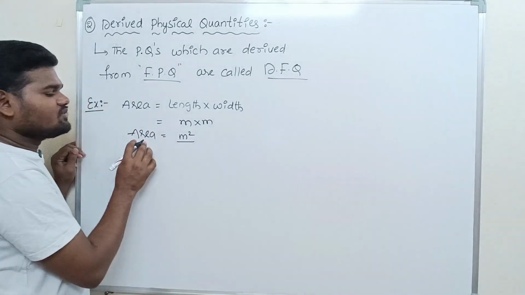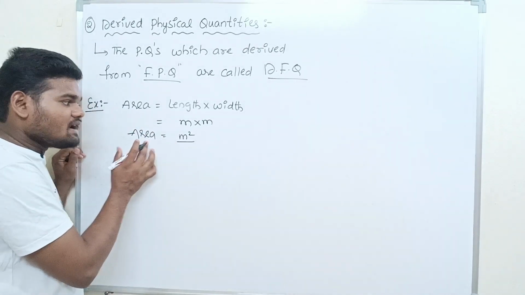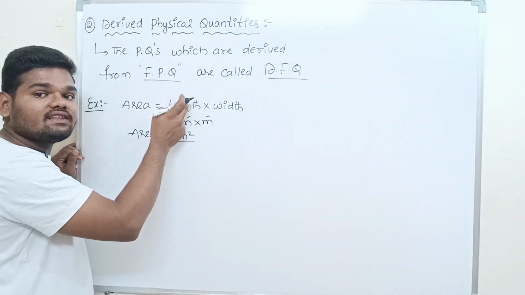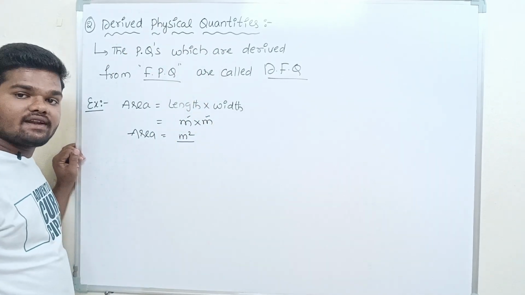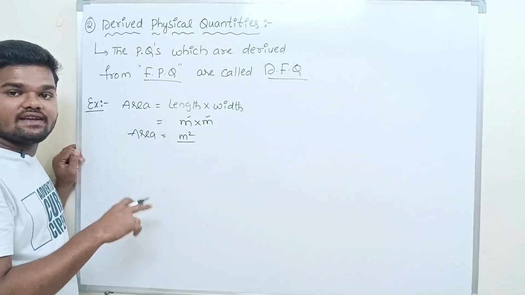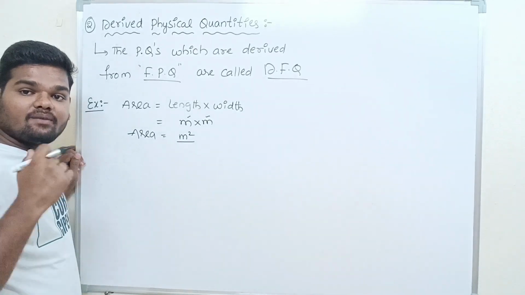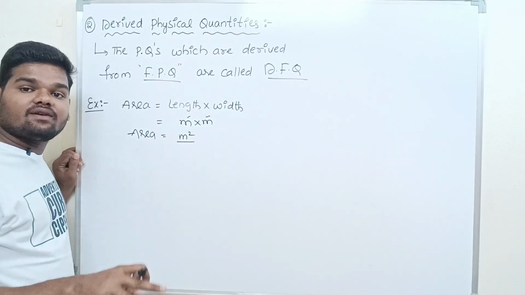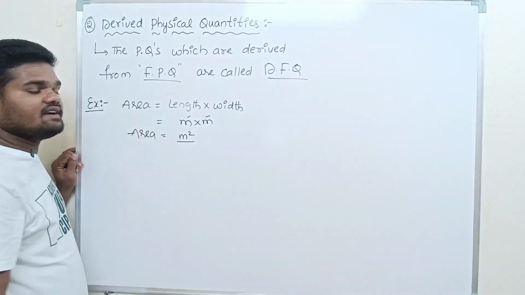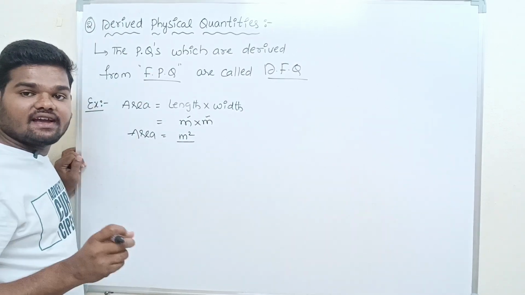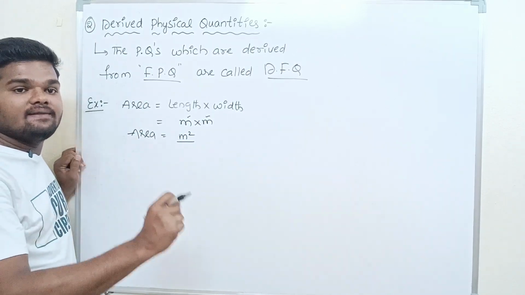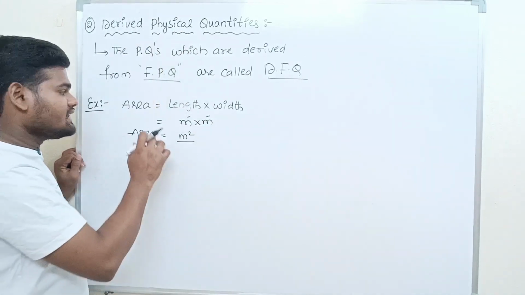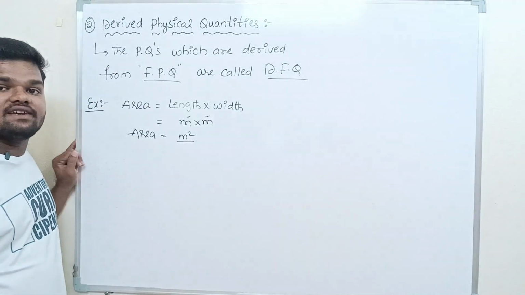So now area is a derived physical quantity. It depends upon meter, which is the SI unit for length. Length is a fundamental physical quantity. A, B, C are the alphabets, so they are fundamental. Area, A-R-E-A, is a word derived from alphabets, so it is called a derived physical quantity. Mass, length, time, temperature, amount of substance, luminous intensity, and electric current are fundamental physical quantities. From these, we derive derived physical quantities.